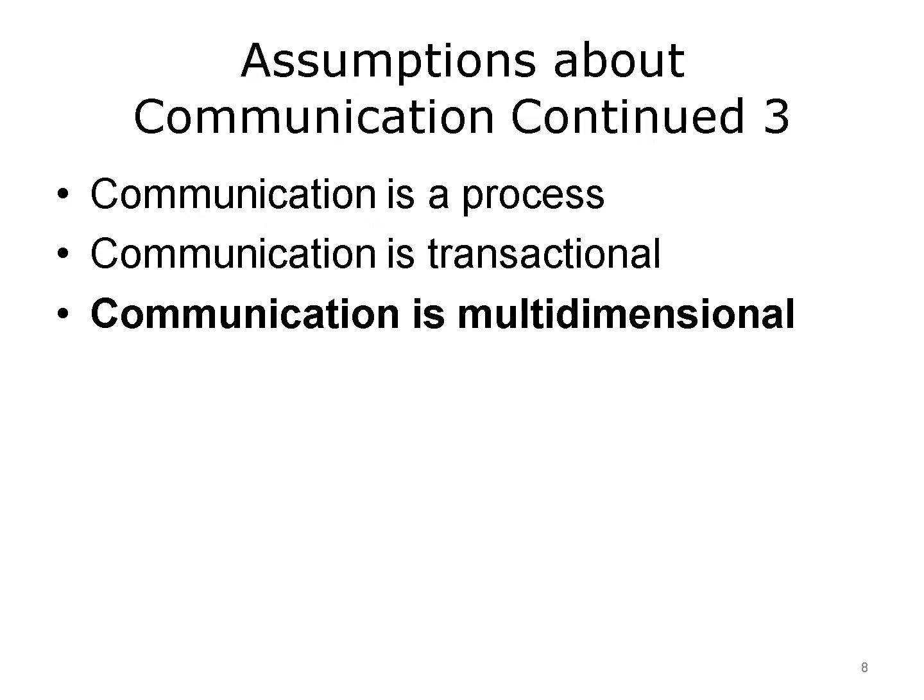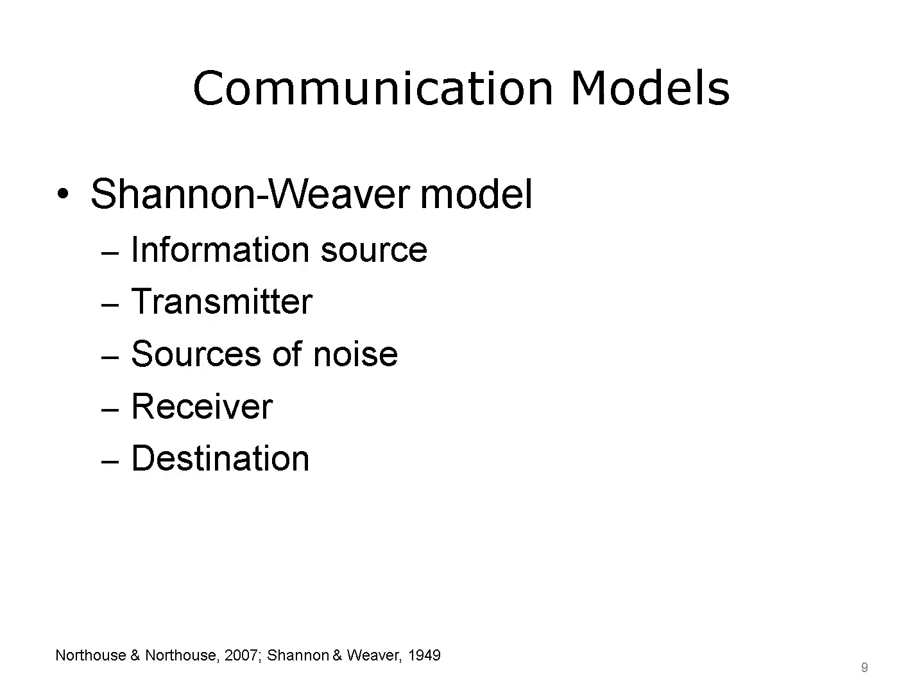Nordhaus and Nordhaus discuss a variety of communication models. One of the oldest communication models is known as the Shannon and Weaver model. Developed in 1949, the model contains 5 components, which are focused around the message itself. They are 1. Information source, 2. Transmitter, 3. Sources of noise, 4. Receiver, and 5. Destination. The information source is the actual message content of the conversation.